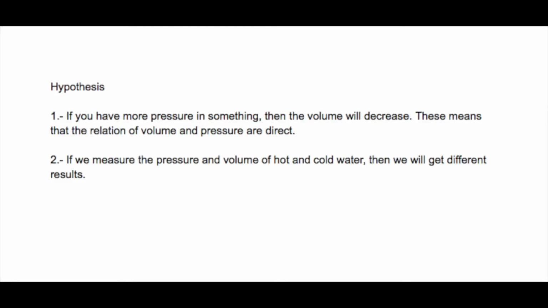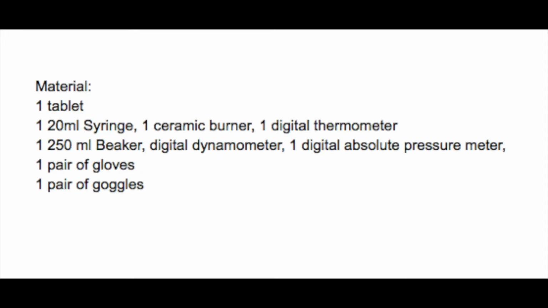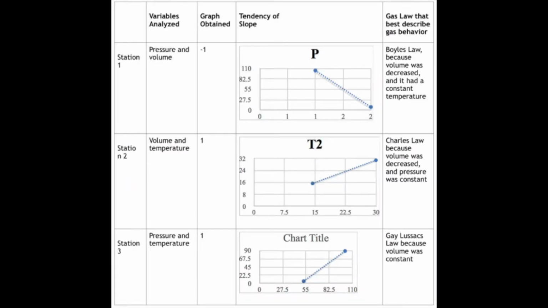This is our hypothesis. These are the materials we use during this experiment. This is a table that represents our results. Here you can see the variables analyzed, the graph obtained, the tendency of slope, and the gas law that best describes gas behavior.